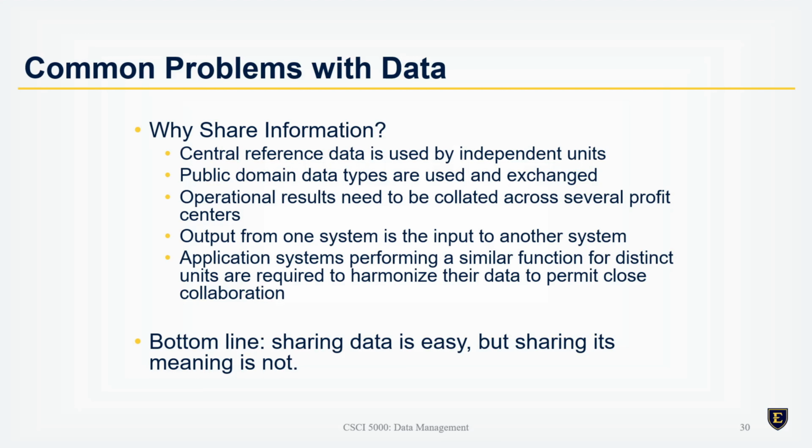Public domain data types are used and exchanged. Operational results need to be collated across several profit centers. Output from one system is the input to another system. These are all reasons that we have to share information. Application systems performing a similar function for distinct units are required to harmonize their data to permit close collaboration. So there are certain things that businesses just need to do in order to operate correctly.